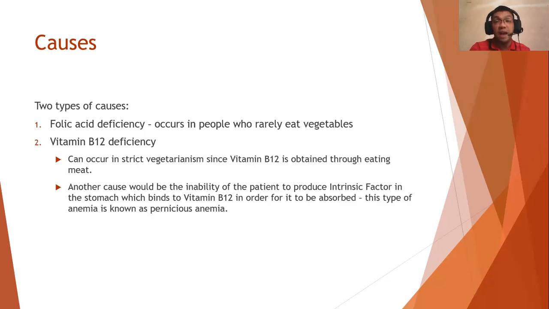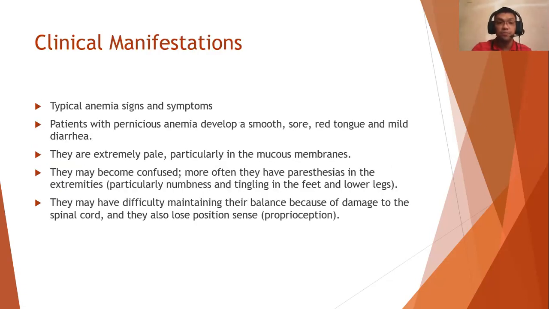That intrinsic factor in the stomach is needed by the vitamin B12, which is obtained through diet, in order for it to be absorbed. So this type of anemia is now known as pernicious anemia.